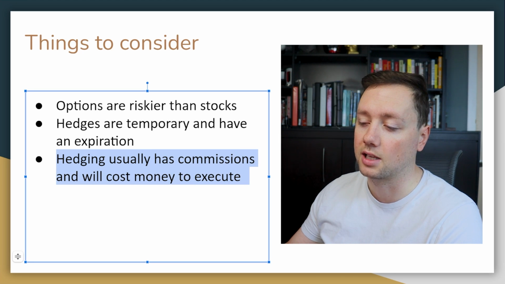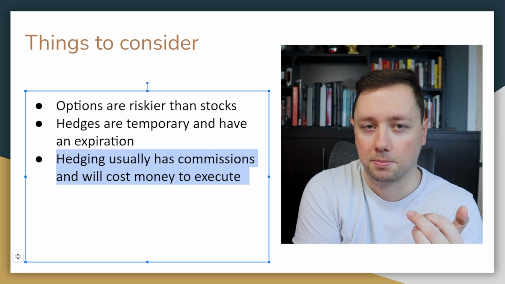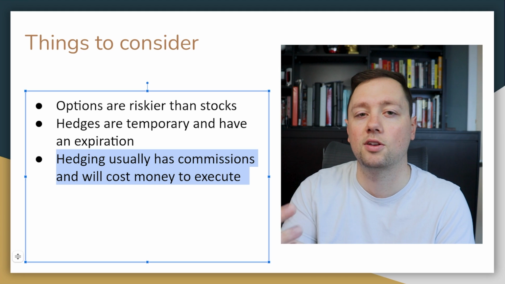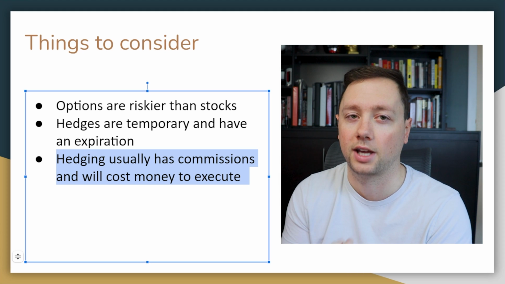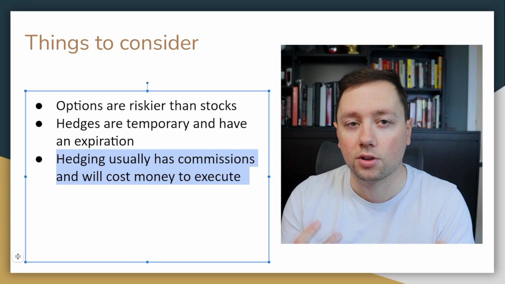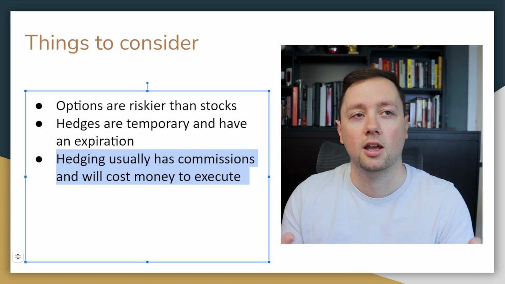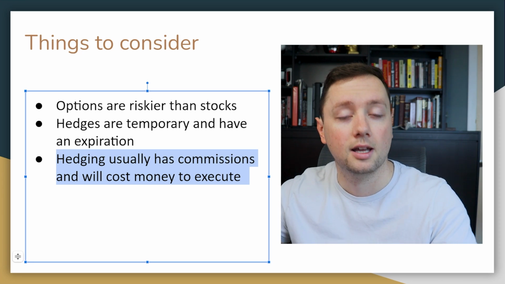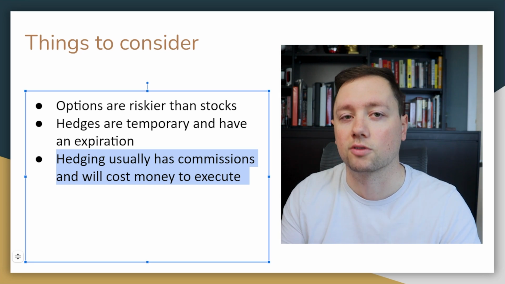And also on top of that, hedging usually has commissions and will cost money to execute. So for instance, you're going to have to pay to take on that new position depending on what brokerage you have. And then if the hedge isn't needed, so let's say that the S&P 500 does not decline, the value of that hedge will decline and you will lose money on that hedge. So if you hedge your position and ultimately it's not needed, you will more than likely lose money on that hedge. It is a risk mitigation strategy, but if that risk doesn't come to fruition, it will cost you money. But if the risk does come to fruition, it will save you a lot of money. So it's kind of like buying an insurance policy for your portfolio or for whatever you're holding.